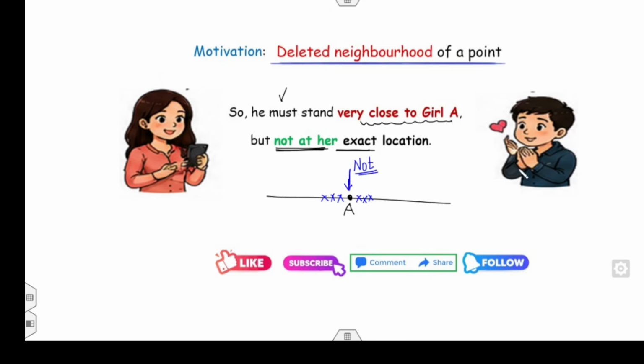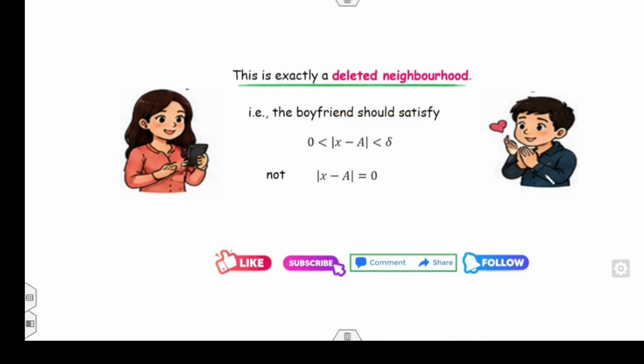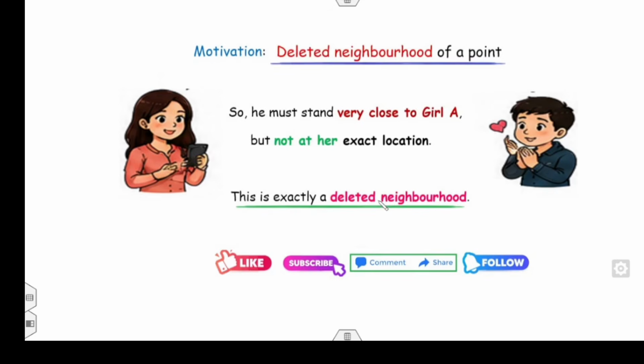इसका मतलब बॉय फोटो में कहीं भी खड़ा हो सकता है, बट ए पॉइंट नहीं हो सकता. इसका मतलब ए पॉइंट इसकी डोमेन से डिलीट हो गया, एंड दैट्स व्हाई दिस इज कॉल्ड एज द डिलीटेड नेबरहुड. Fine. Now remember that. So how can you write it mathematically?